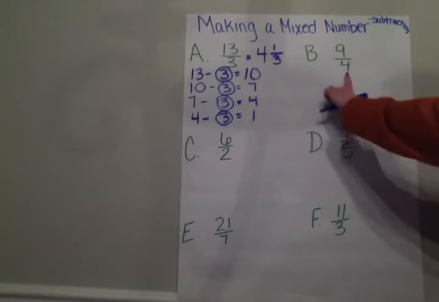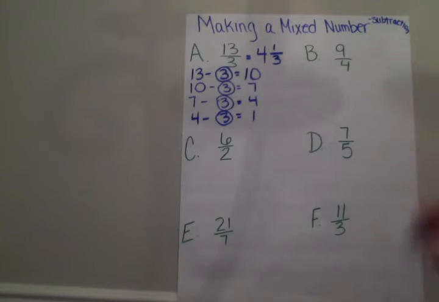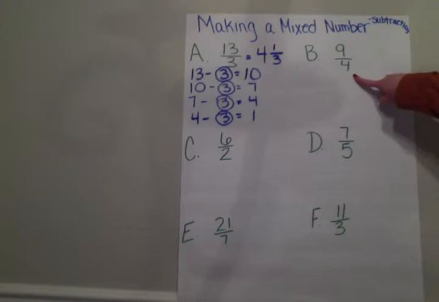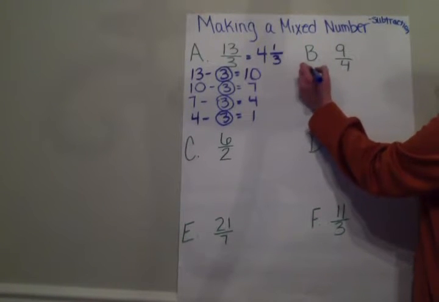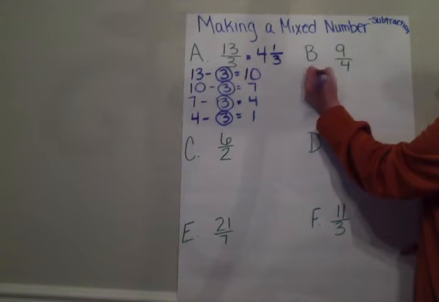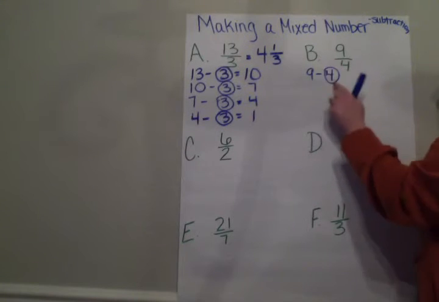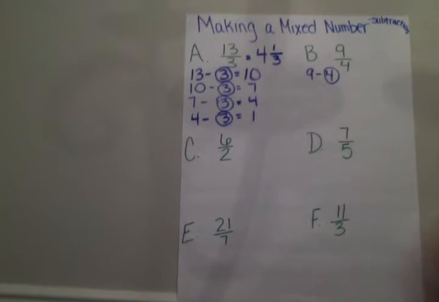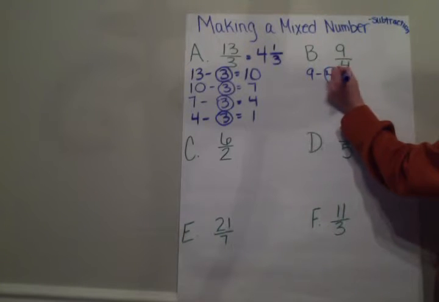Let's give this one a shot together. So we have 9/4. If I look at this fraction right now, I can easily see that my numerator is larger than my denominator. So I'm going to start using my subtraction technique that I've learned. I write down my numerator, and I'm going to subtract the first group. Now I'm using 4 because that's what my denominator is. So I know 9 minus 4 is going to give me 5.